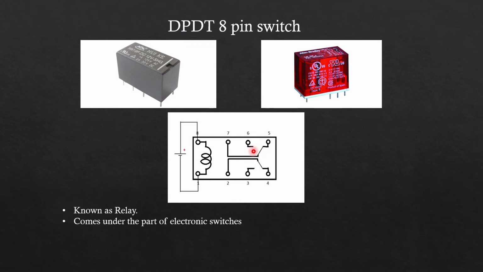But in the second position, 7 and 6 get connected, and 2 and 3 get connected. These two contacts will go from 5 to 6, and this from 4 to 3. Now let's see how it happens.